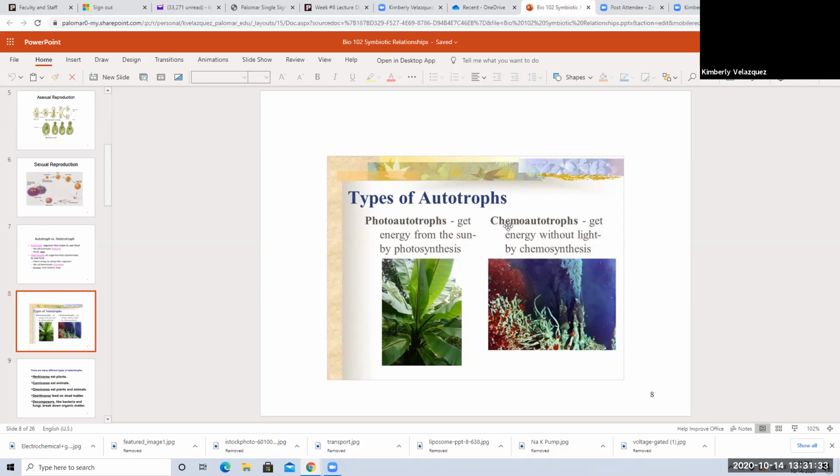Chemoautotrophs actually get energy by some other mechanism. So they're getting it from chemicals. So rather than using light energy, they're using chemical energy. And that's something we don't really talk about in this class, but you will hear this term sometimes with reference to certain organisms.